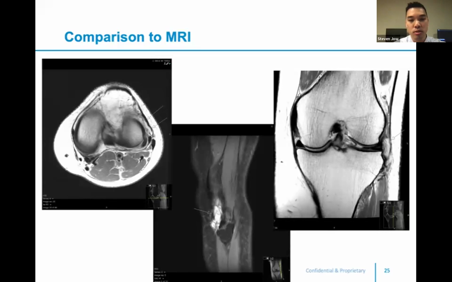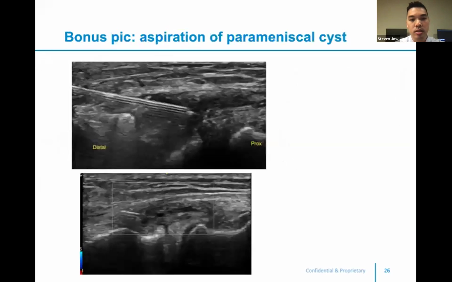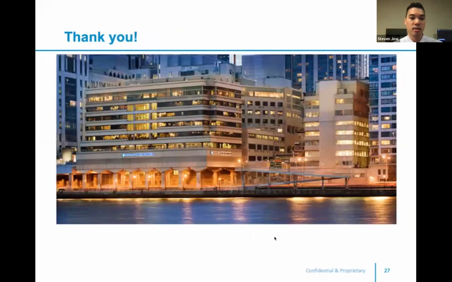And then just a bonus picture, we did bring her back for an aspiration of the parameniscal cyst for diagnostic and therapeutic aspiration, which did provide significant relief of symptoms. Thank you very much. I'm happy to answer any questions or discuss anything further.